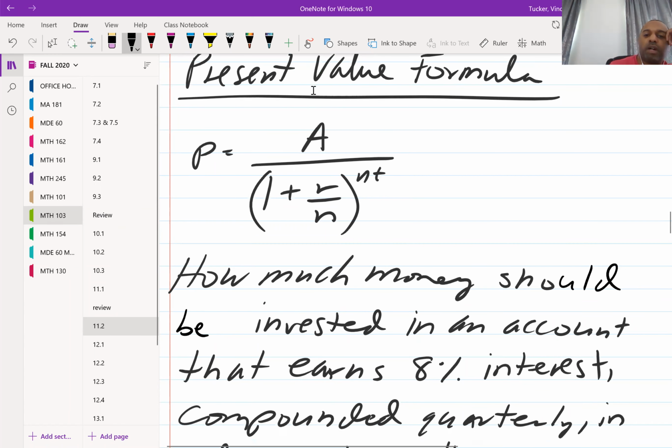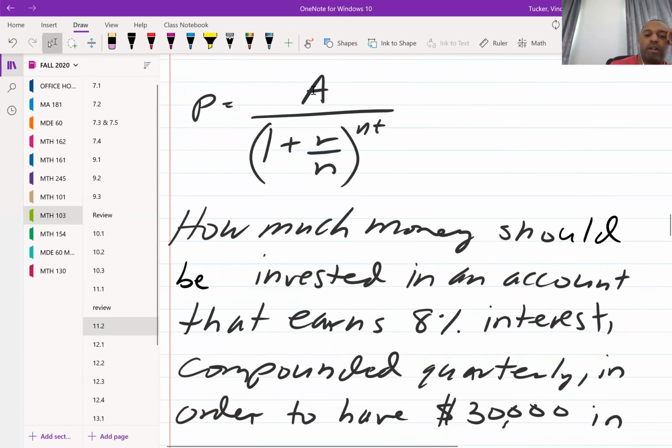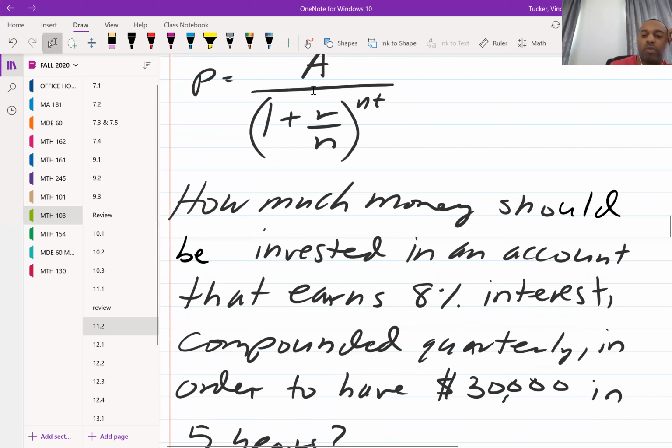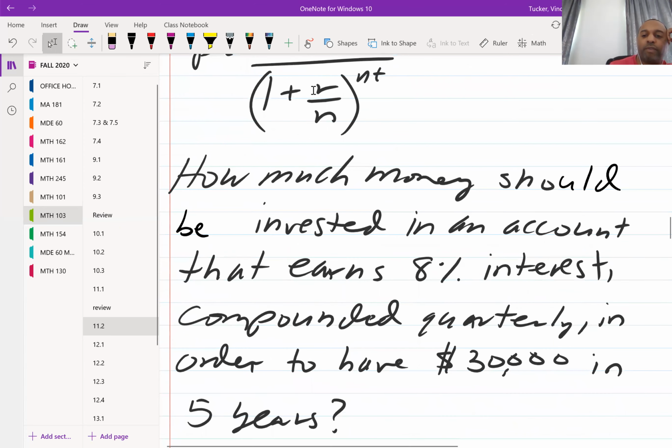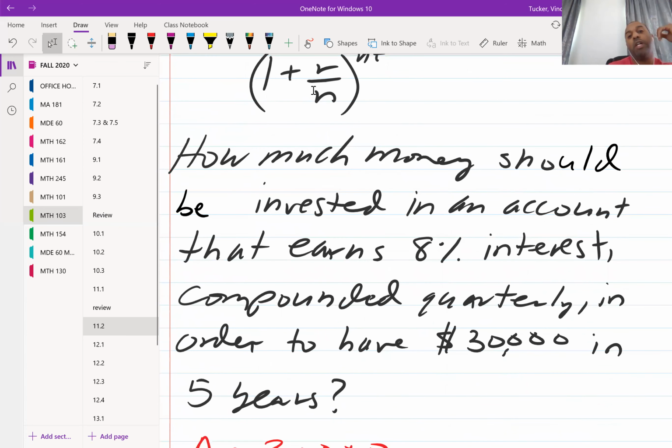All right, so how much money should be invested in an account that earns 8% interest compounded quarterly in order to have $30,000 in 5 years? So we want to know how much money we're going to invest. In other words, how much should we have initially in order to have $30,000 in 5 years?